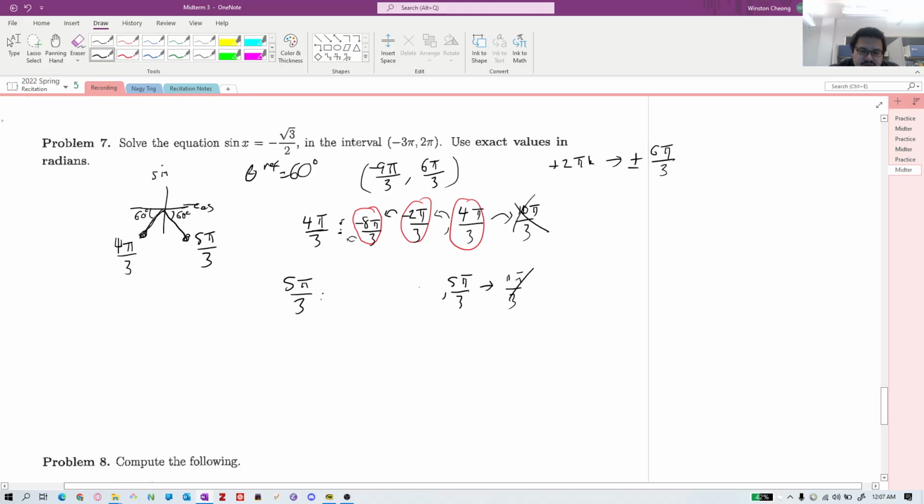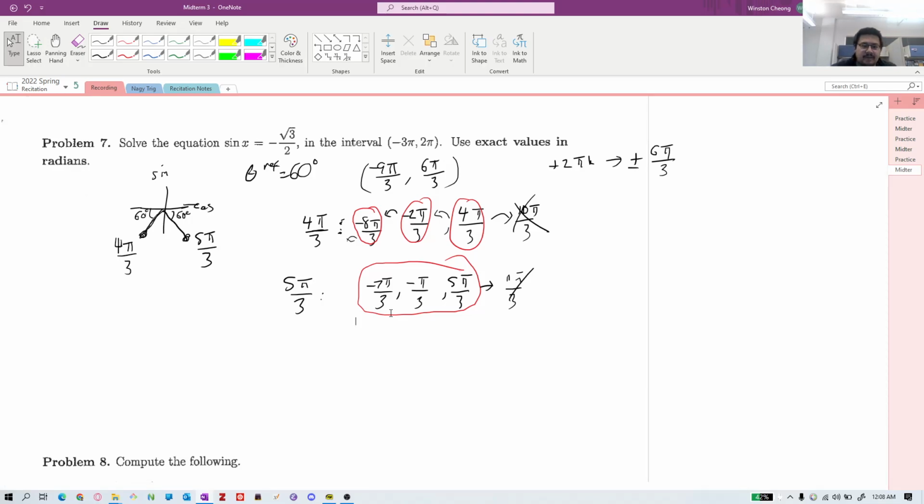Next, we subtract 6, so we get minus pi, minus 1. We subtract again, we get minus 7. Subtract again, we have left the minus 9. So we just have these three solutions. I'll just circle all three of them. So the answer for this problem is those 6 values.